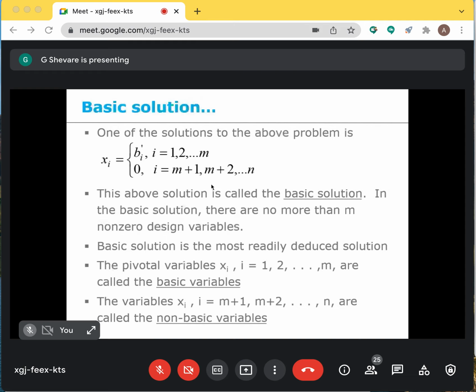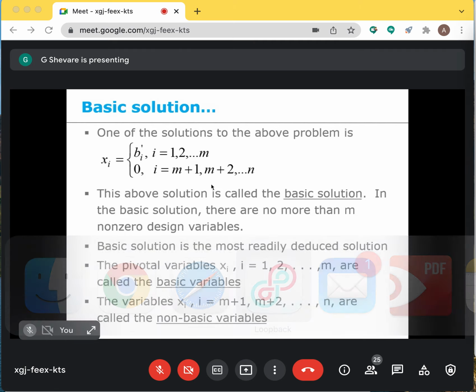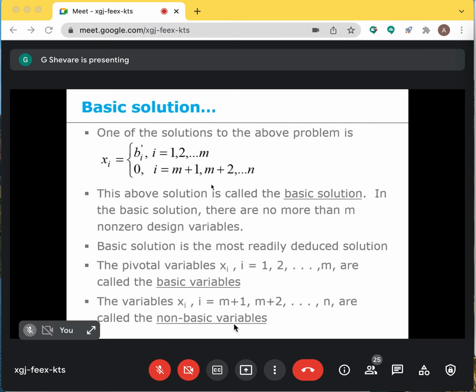In particular, if xm plus 1 till xn are set to 0, the above solution is called a basic solution. In the basic solution, there are no more than m non-zero design variables. The variables xi, i varying from 1 to m, are called the basic variables, and the variables xm plus 1 till xn are called the non-basic variables.